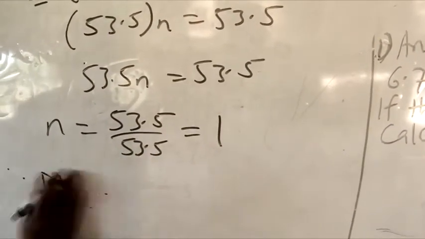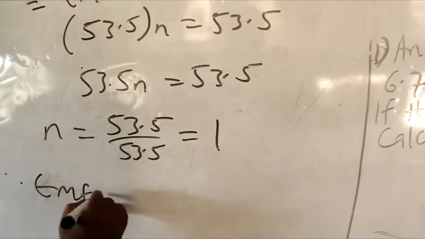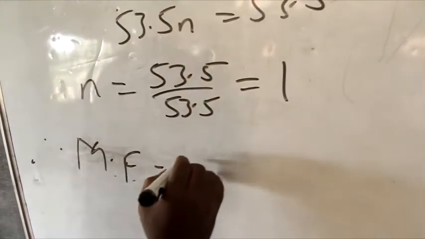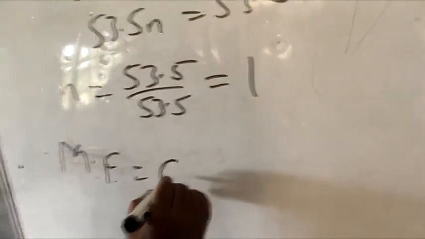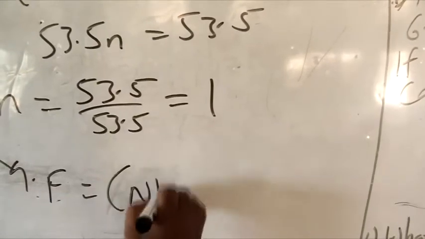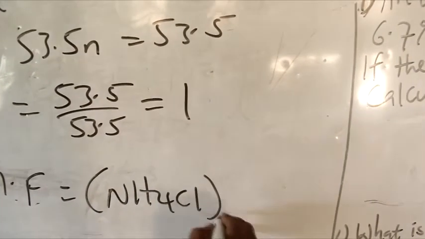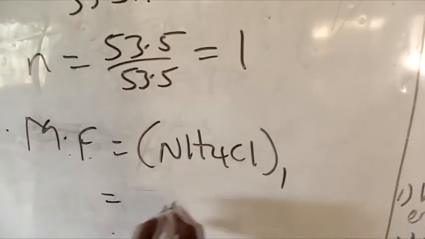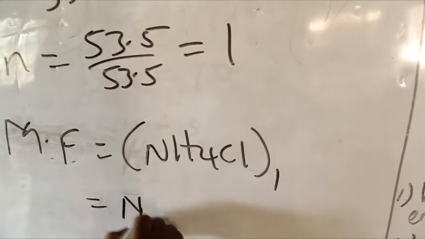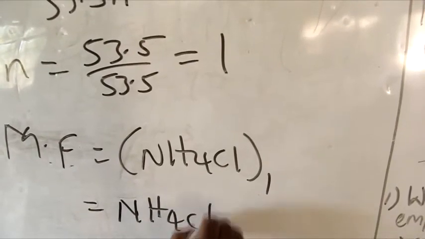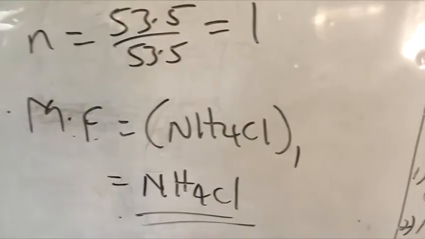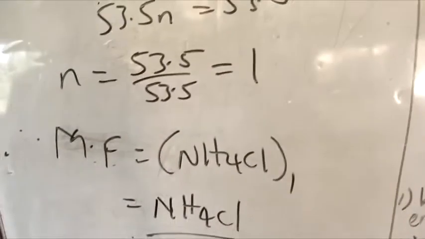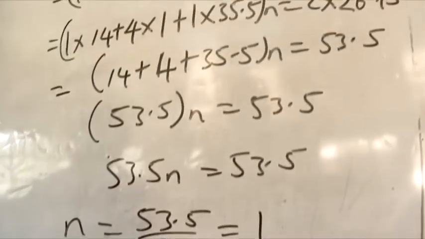Let's bring the empirical formula first. The molecular formula will be equals to empirical formula, which was bracket NH4Cl, and you bring down your 1, which is the N. So this will give us the same thing, NH4Cl. That was wonderful. You can see that the answer of the empirical formula is the same as the molecular formula. It's always possible for you to come across this.